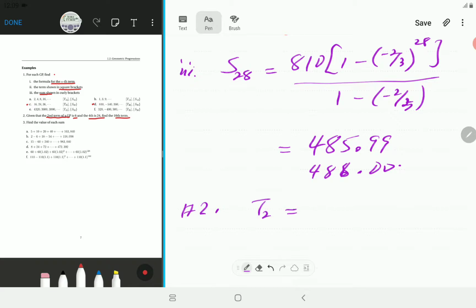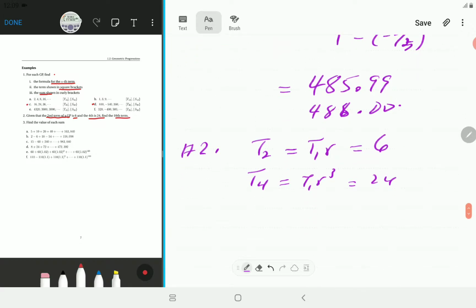We're going to want to write this in terms of T1 and R. So T2 is T1 times R. Second term is 6. Fourth term is T1 times R cubed. That one is 24. So what we have here is a simultaneous system of equations involving T1 and R. It's not linear, but we can solve it.